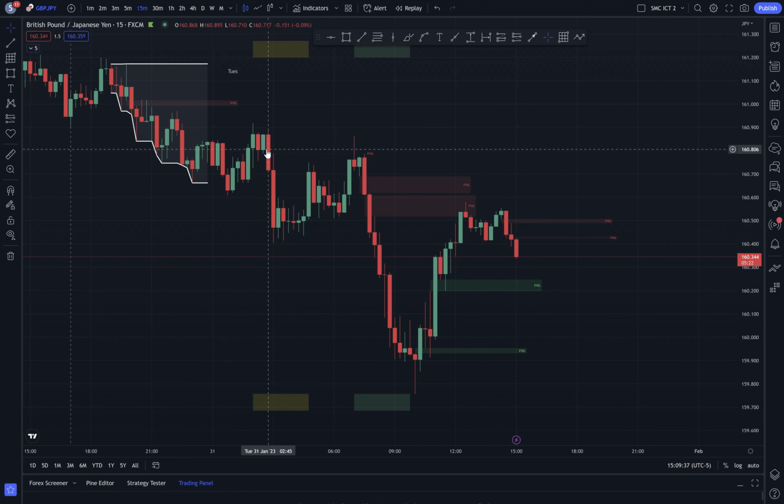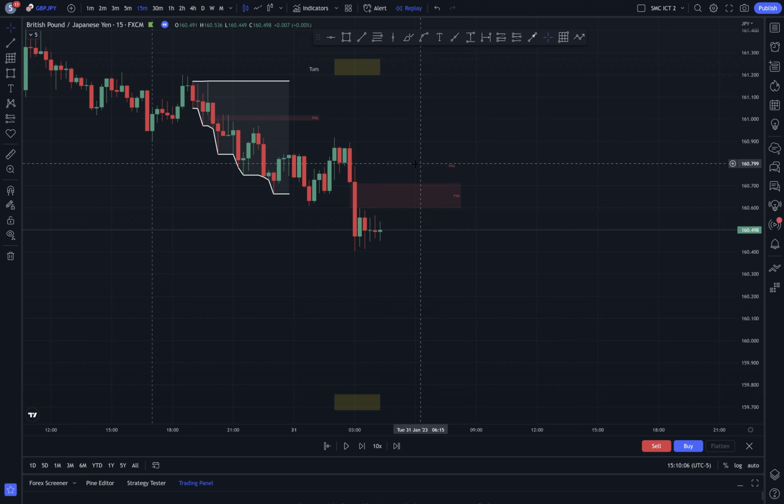Number 2, do we see imbalance / fair value gap being left behind? Yes, I have an indicator on, but yeah, we do see fair value gap being left behind. We see a very tiny one. I wouldn't really take much notice of this, but yes, we do see some imbalance being left behind.